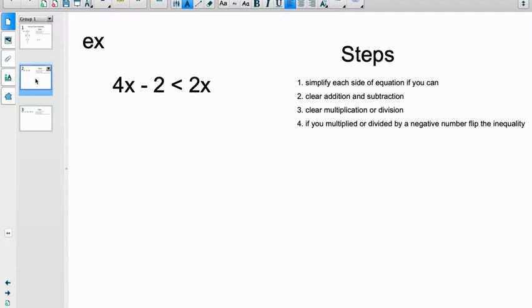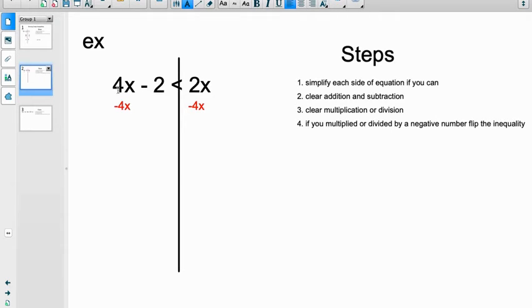Second example. This one is a little different. There's x's on both sides. So now remember, when you're solving equations, inequalities, whatever it is, you need the x's on one side and the numbers on the other before you can solve. We cannot do step 1 again. There's nothing to simplify on each side. So I'm going to take the 4x and get it on the side with the 2x. So that way the x's are on one side and the numbers are on the other.